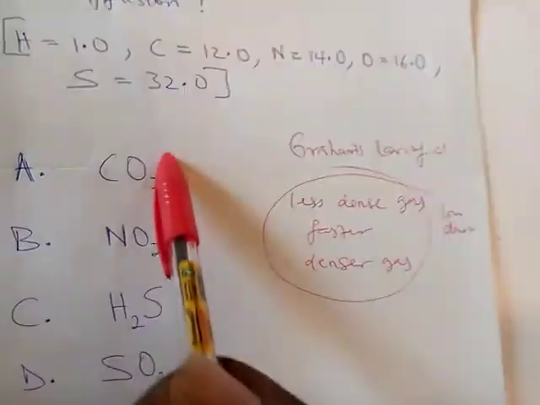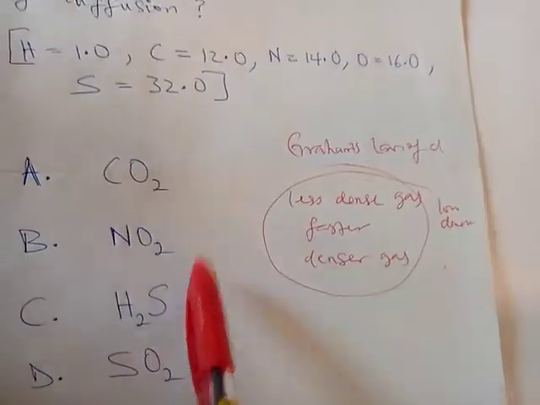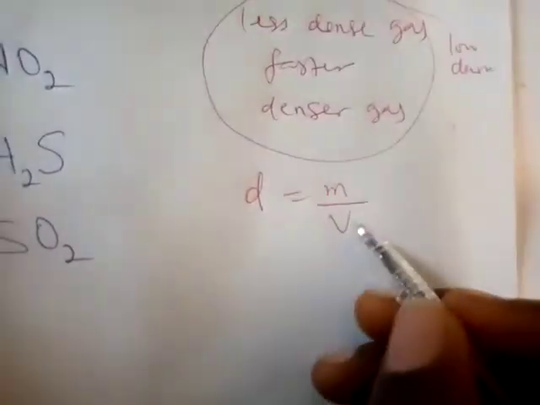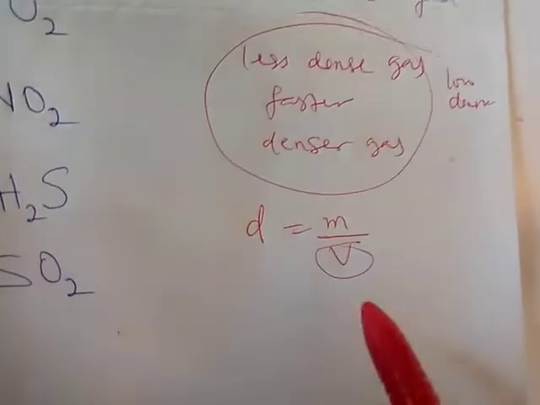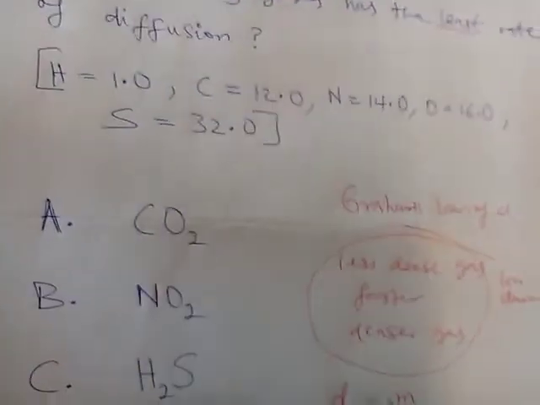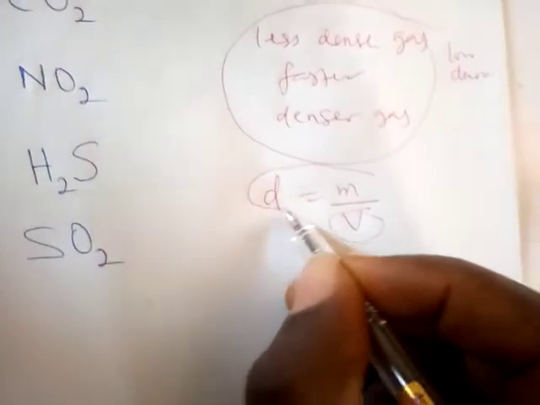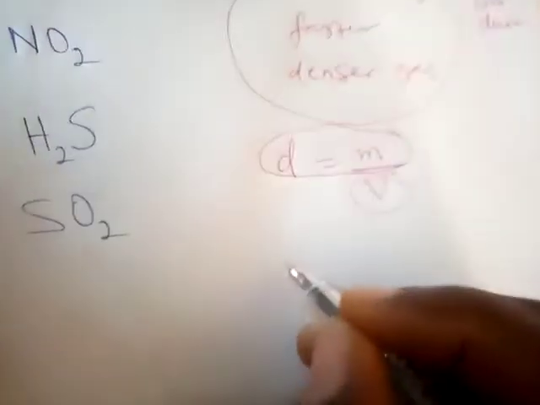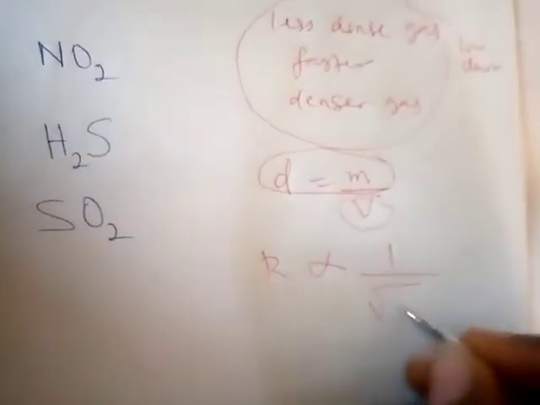Now, this means we have to find the density to get the answer, but that would be going a long way. If you want to find density, it is equal to mass over volume, and we don't even know the volume. But we can assume that under the same condition, they probably have the same volume. We can go that way so that density has a linear relationship with mass. However, let's look at what Graham tells us: the rate of diffusion is inversely proportional to the square root of density.